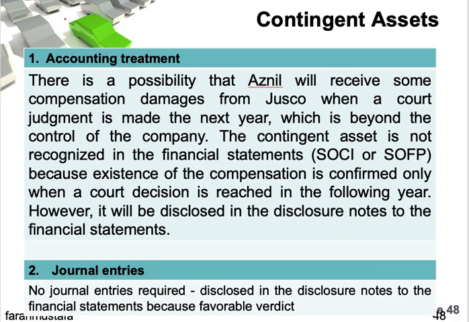So it means here that there is a possibility that Aznil will receive the money. That's why you cannot recognize it as an asset in the financial statement, because the amount is not virtually certain. Okay, the amount is not virtually certain for you to recognize it in the financial statement. So as a contingent asset, it will be shown as a disclosure in the notes to the accounts, and there is no journal entry required.